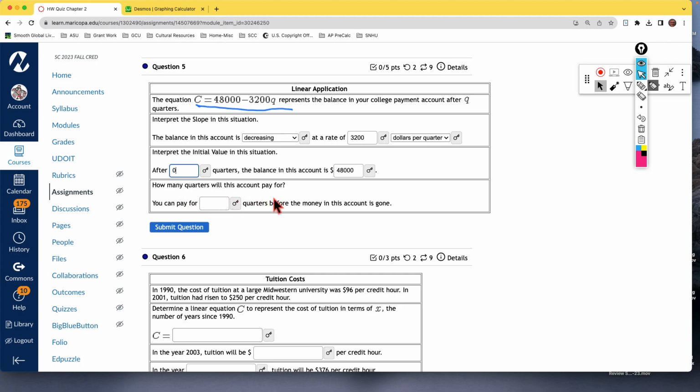How many quarters will this account pay for? You can pay for blank quarters before the money of this account runs out. So this one's a little not so obvious, but we're thinking, when we run out of money, how much will we have? We'll have $0, because actually you couldn't have negative. So 48,000 minus 3,200 Q, I guess we could say quarters. So how do we solve this equation?